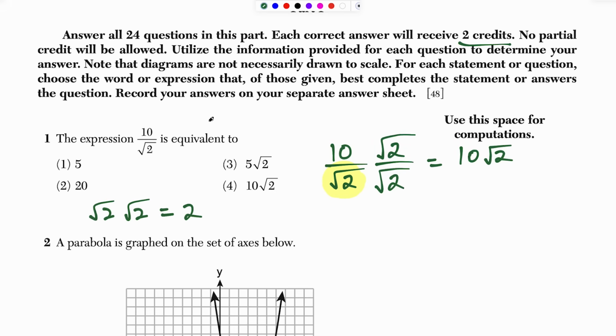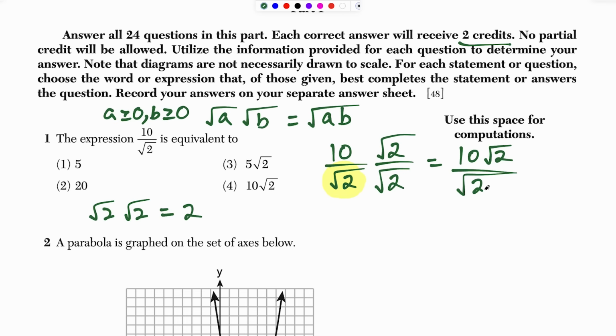Okay, but if that doesn't make sense, then just know this rule for multiplying radicals. When you have square root a times square root b, this is equal to square root of a times b. And this rule works when a and b are both greater than or equal to 0. So if I want to show every little step here, what I could do is square root of 2 times 2. And now from here, we have 10 square root 2 over the square root of 2 times 2 gives us the square root of 4.